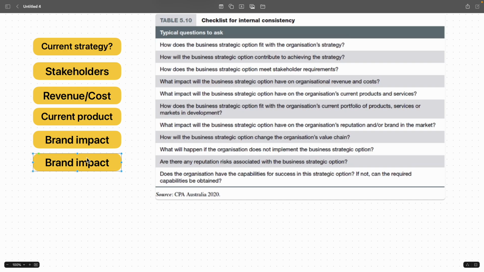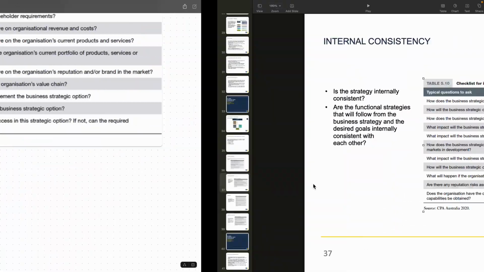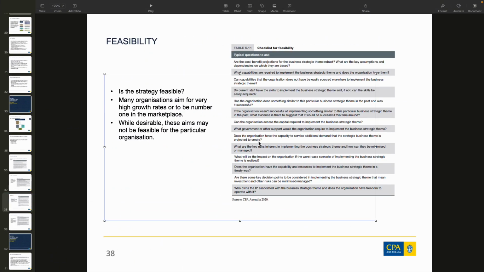And then, okay, next part: how will the business strategic option change the value chain? Pay attention to the difference in the value chain. There is the industry value chain and then the company value chain, got it? So is there a change in the value chain? Okay, the next one is: what are the risks associated with this option? And then finally, you're looking at whether they have the capabilities to do this or not. Okay, this is where it's a bit of a question mark because it links to the next word called feasibility. Okay? So we go to the next set. The next set is basically feasibility.